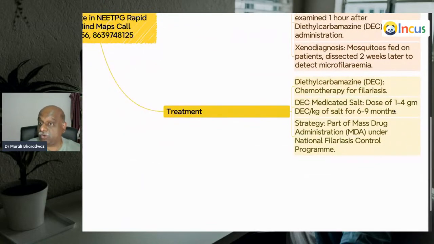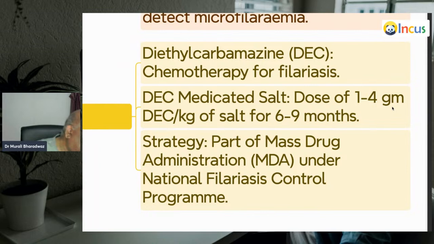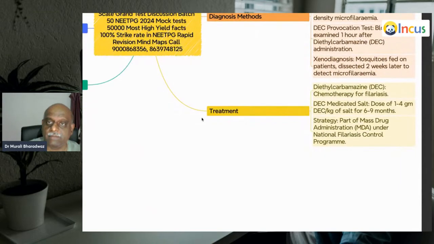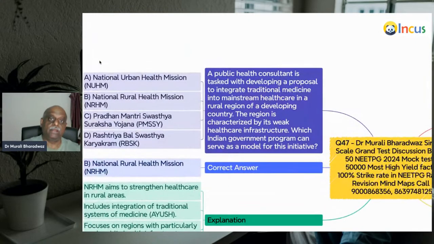Similarly, what are the doses? If it is DEC medicated salt, the dose is 1 to 4 grams DEC per kg of salt, and you have to give it for 6 to 9 months, is what you need to remember. So I leave the literature for you, doctor.